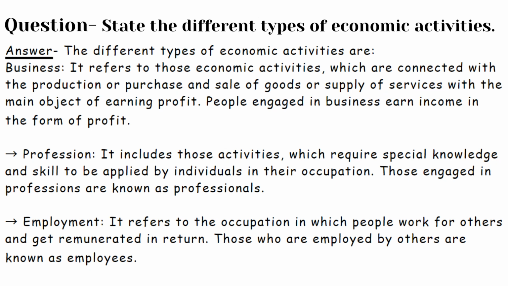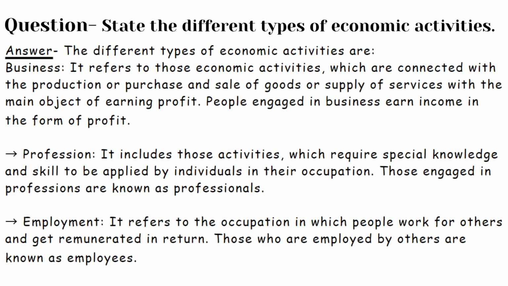Question. State the different types of economic activities. Answer. The different types of economic activities are business. It refers to those economic activities which are connected with the production or purchase and sale of goods or supply of services with the main object of earning profit. People engaged in business earn income in the form of profit.